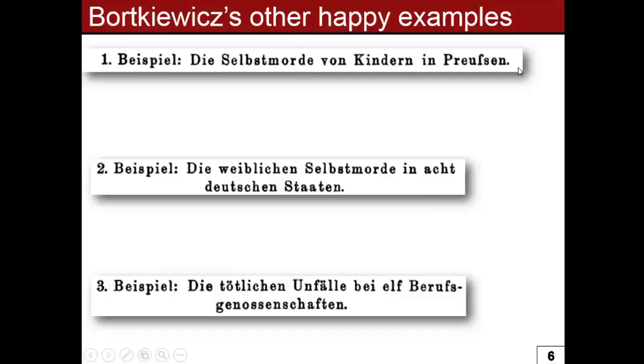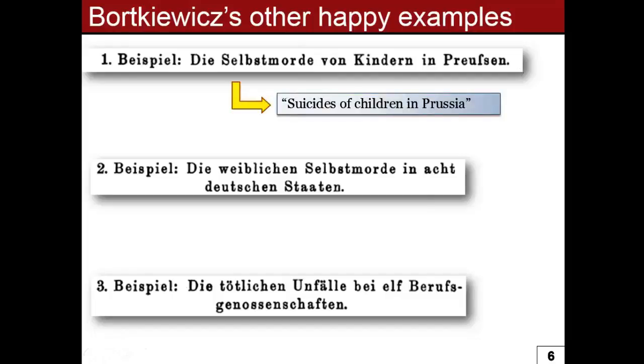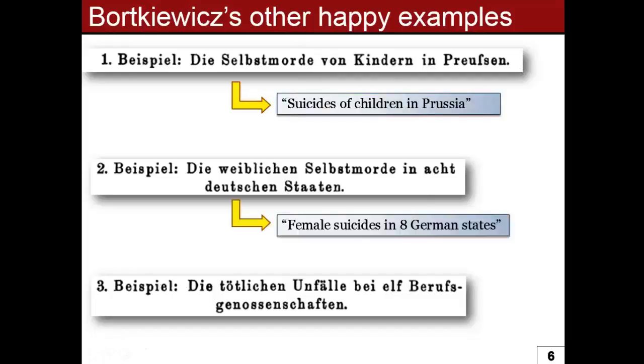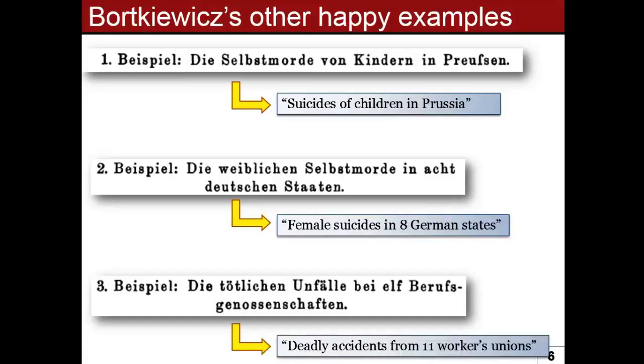So this is suicides of kids, right? This is suicides of children in Prussia. He modeled female suicides and deadly accidents. So this guy was only into unfortunate ends of people. But it's a very public health application of the Poisson distribution. He could have modeled economic activity. He modeled suicides and horse kicks. And he gave us the fundamentals of Poisson regression.